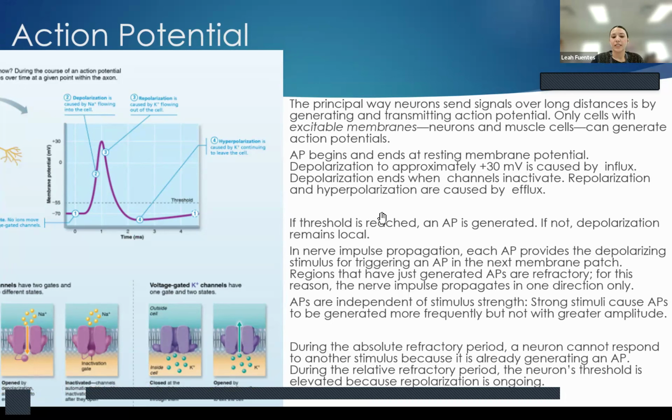And then during the absolute refractory period, a neuron cannot respond to another stimulus because it is already generating an action potential. During the relative refractory period, the neuron's threshold is elevated because repolarization is ongoing.